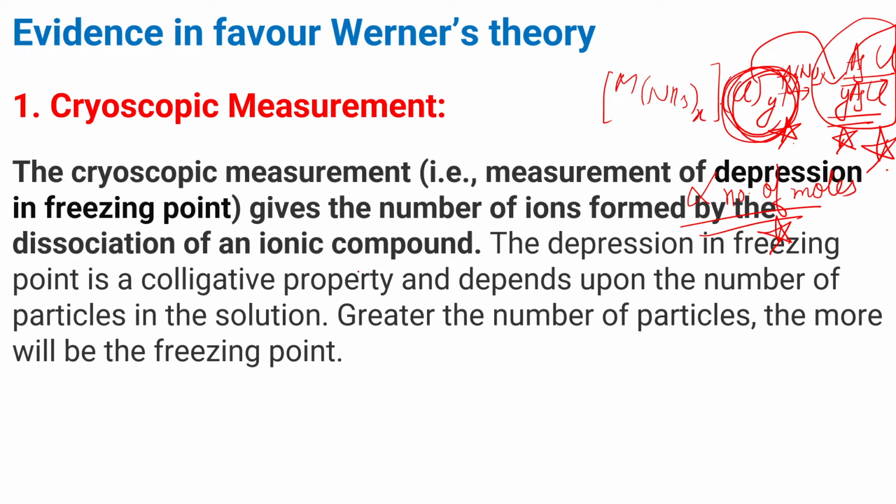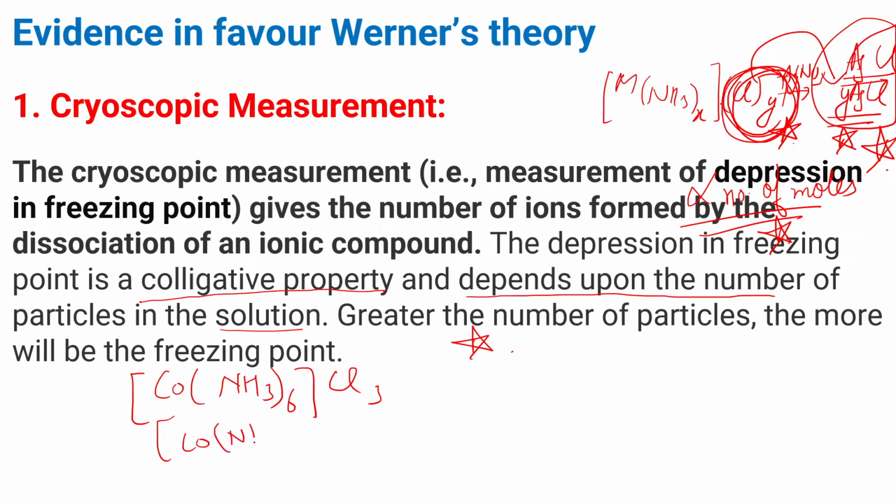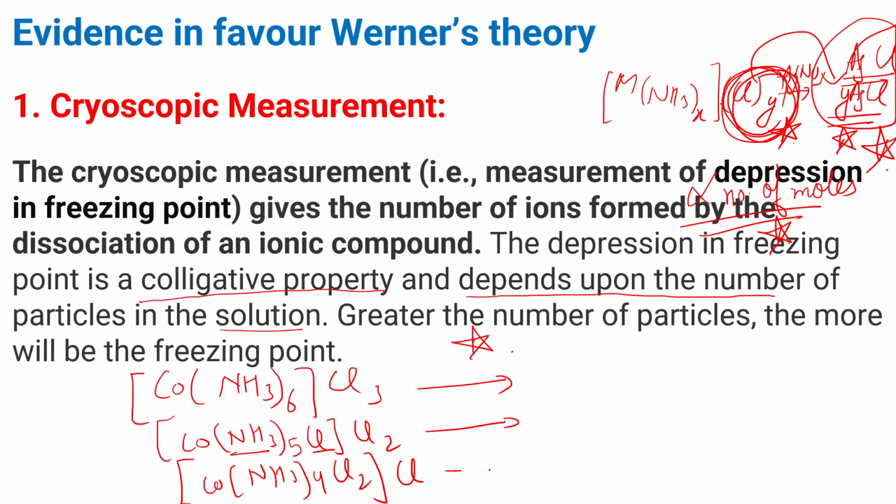Basically, it depends upon the number of moles. So depression in freezing point is a colligative property. As we know from the colligative properties chapter, it depends upon the number of particles in the solution; the greater the number of particles, the greater the depression in freezing point. For example, now you tell me, this is a hexacoordinated complex, three chloride ions are present outside. Let's say this is my other complex: a hexacoordinated complex with five ammonia molecules and one chloride ion. Another one I'll give you is a hexacoordinated complex with four ammonia molecules and one chloride ion.